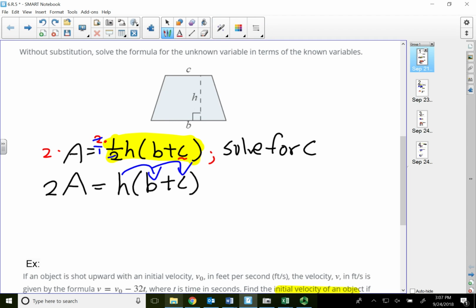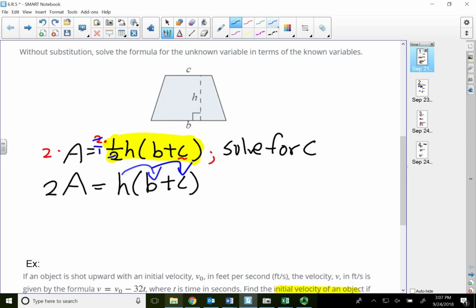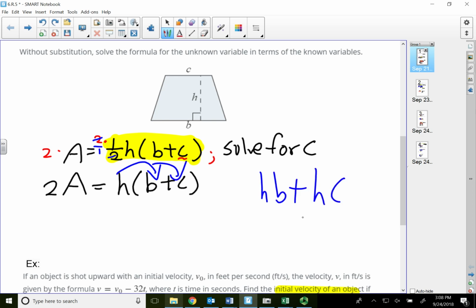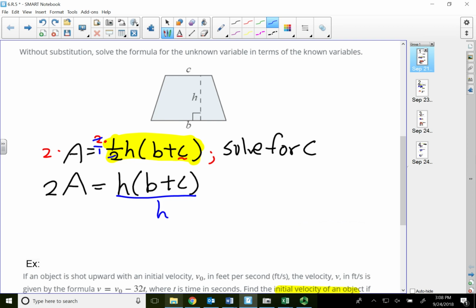Okay? And then we can begin to move terms. Or there's actually another way, which is kind of strange. Well, think about this. If I would distribute the h, I end up with hb plus hc. This is my variable term then. So eventually I will still need to divide both sides, or divide every term, by h. So rather than do it later, we can actually divide by h now.